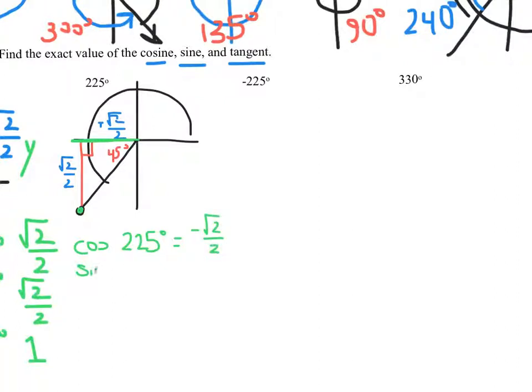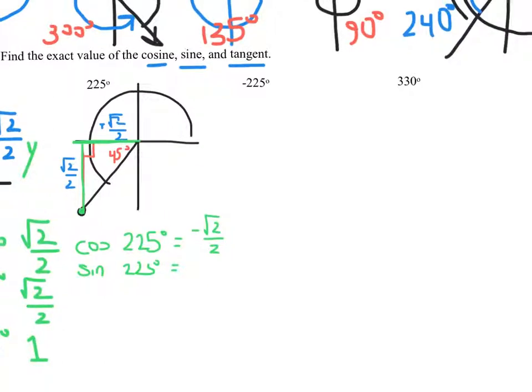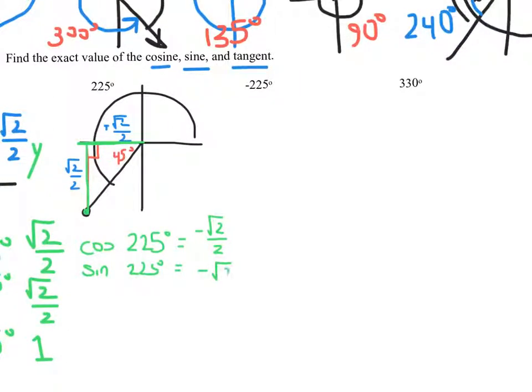And the sine of 225 is also negative because you're going down. You're in the third quadrant. So the sine and the cosine are going to be negative. The tangent of 225, you could do the sine over cosine, or you could do the opposite over adjacent. Both of these are negative, so it's going to be positive 1.